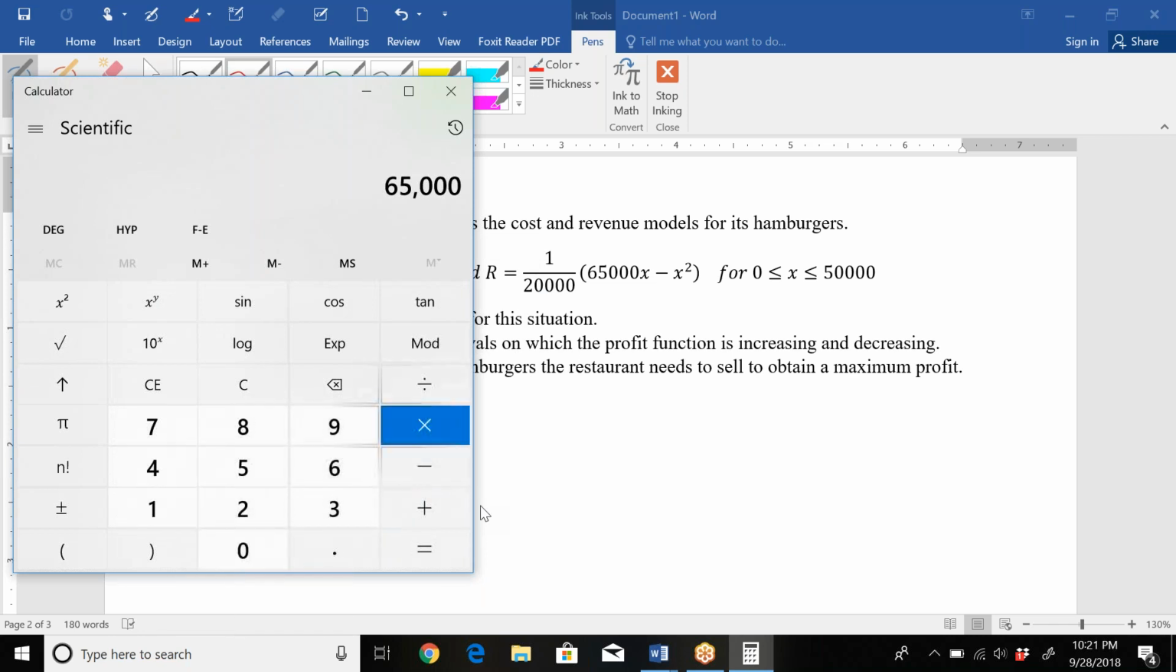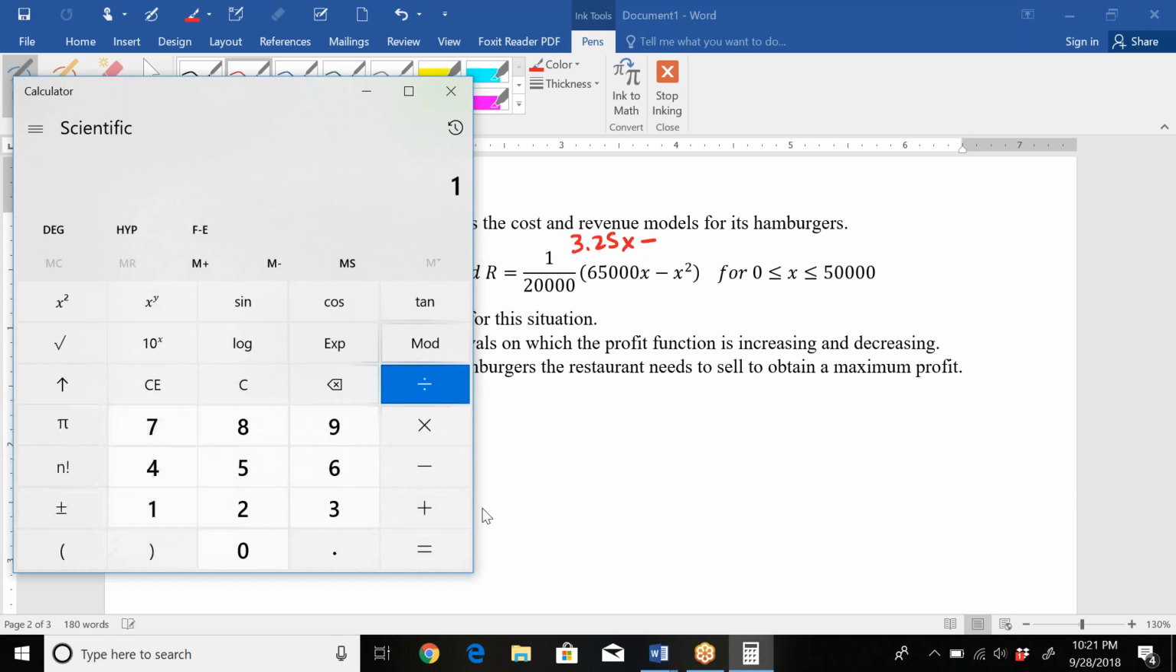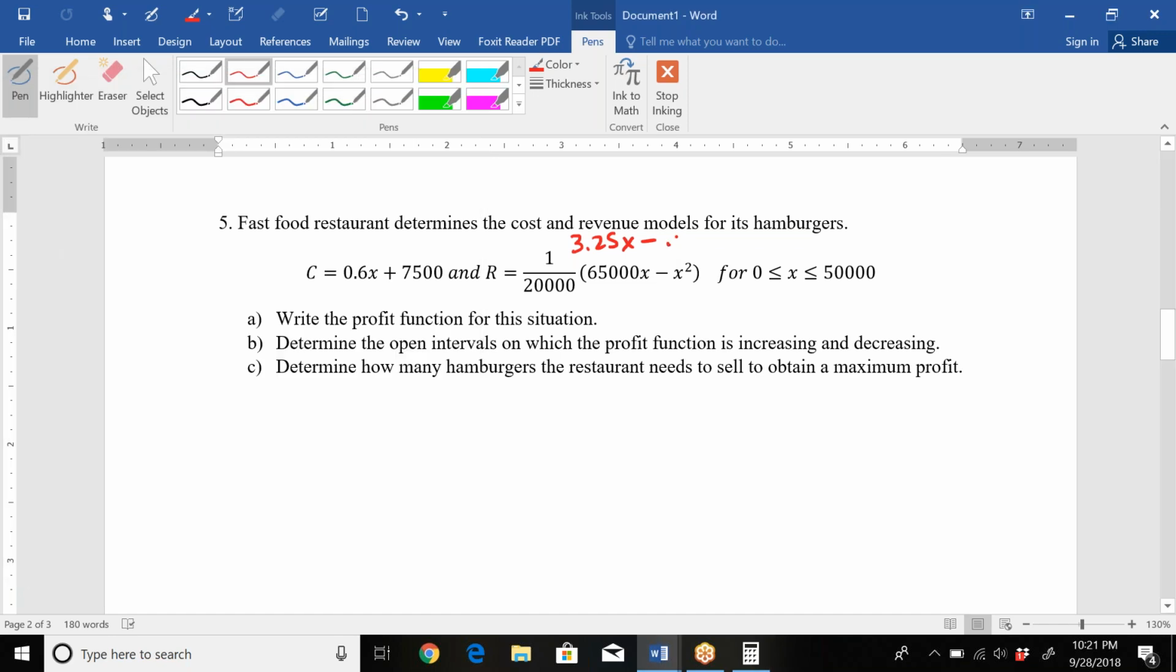So 65,000 divided by 20,000 is 3.25x, minus 1 divided by 20,000, which is 4 zeros and then a 5. So 0.00005x squared, just to make it easier to do the derivative in a second.